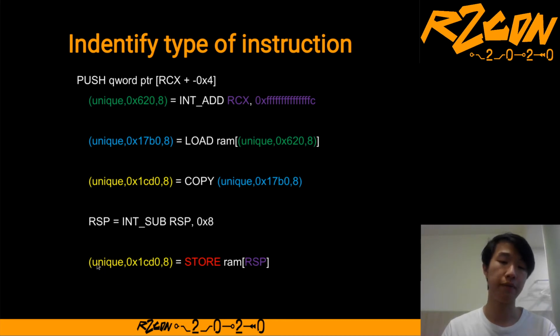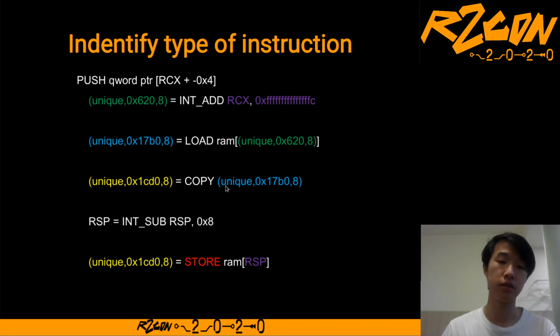In Ghidra, something in the unique space you can see as a temporary variable, like these two, added and given out, and it will be used in further calculation. So just keep that in mind. For this store, its output is RSP, and since its space is RAM, you know it's a memory reference. The input above is a temporary variable, so we have to look it up.